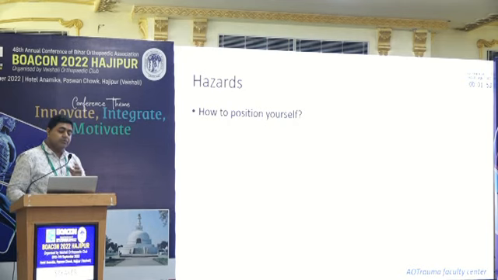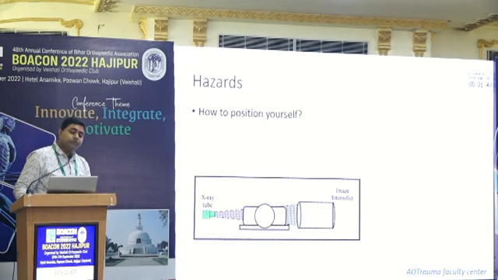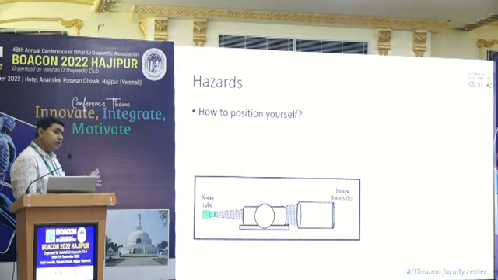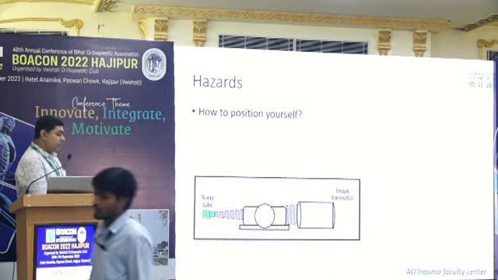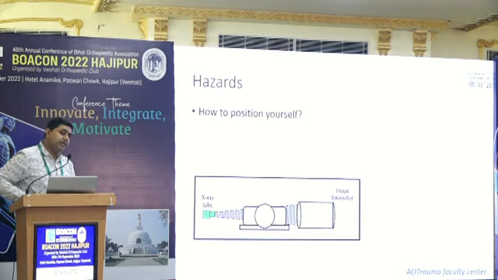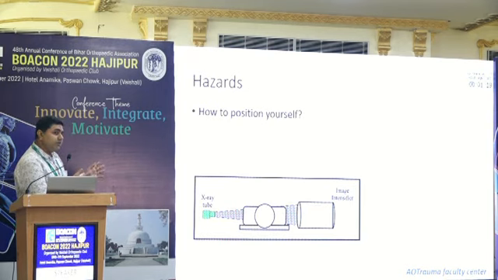The important thing is to know how to protect yourself and how to position yourself. If you are standing toward the X-ray tube, you are getting more of the reflected radiation, because what we are getting more is actually the reflected radiation, not the direct radiation. If you are standing on the opposite side, the image intensifier plate side, the radiation dose is quite less, because you are using the patient as a barrier of radiation also.